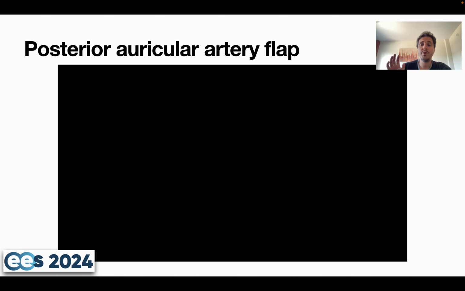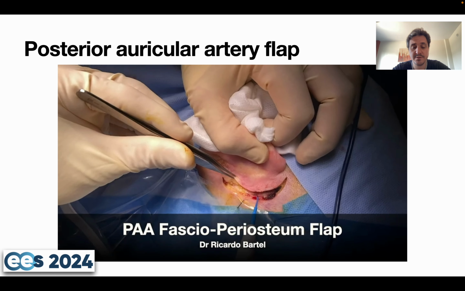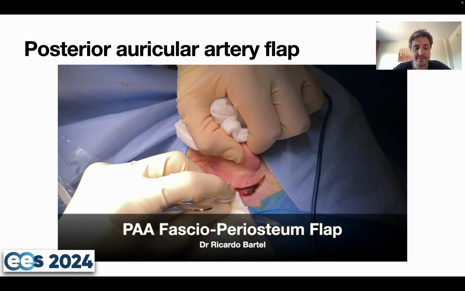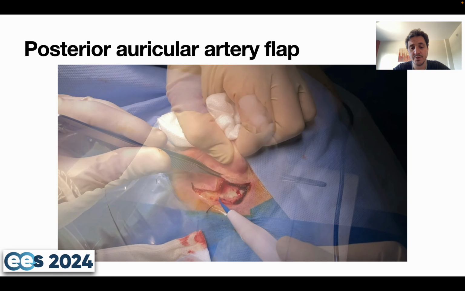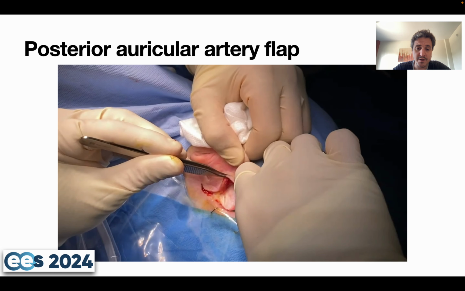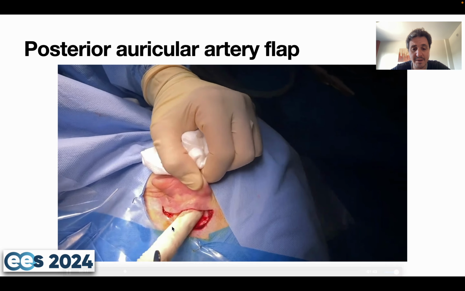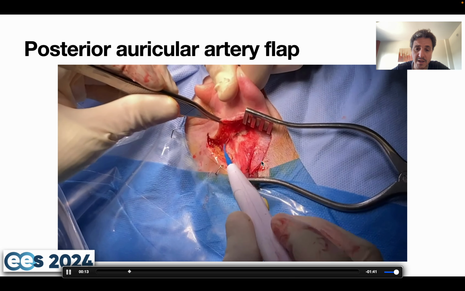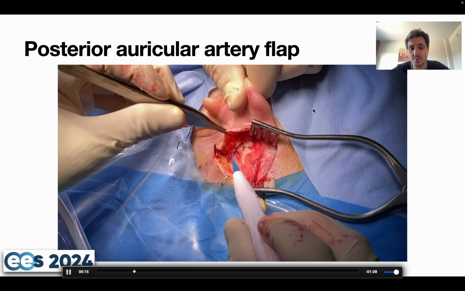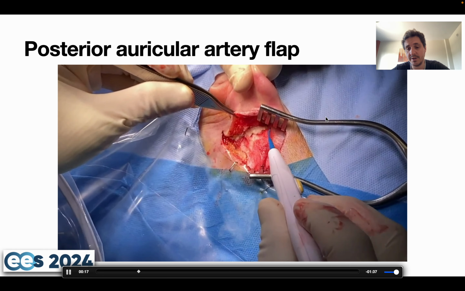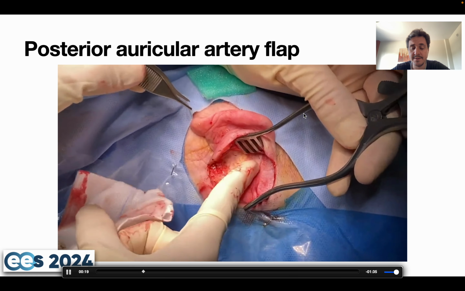So how do we obliterate? What we do is raise a fascioperiosteal flap. It's a posterior auricular artery fascioperiosteal flap, and the artery runs through the mastoid tip, so we pedicle the flap at the mastoid tip. It's a long flap, but you can do an L-shaped flap or a T-shaped flap, or whatever you like.